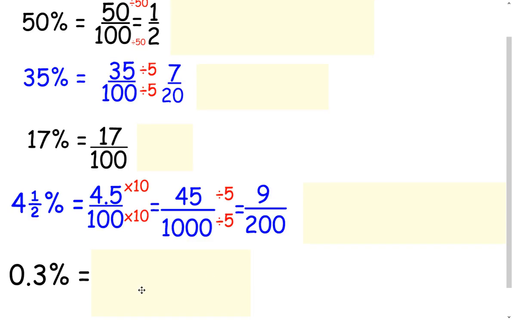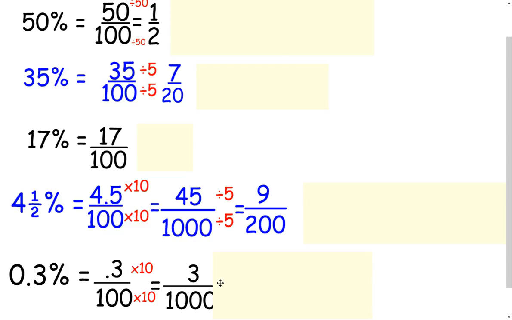Same idea for the last problem here, 0.3%. We're going to write it first, just like we said, 0.3 over 100, just like a percent is. We're going to multiply it by 10. If it had been 0.03 on the top, we'd multiply it by 100. However many decimal places there are up here, we'd multiply by that many powers of 10. We'll end up with 3 over 1,000, and you can't reduce that. So that's our answer.